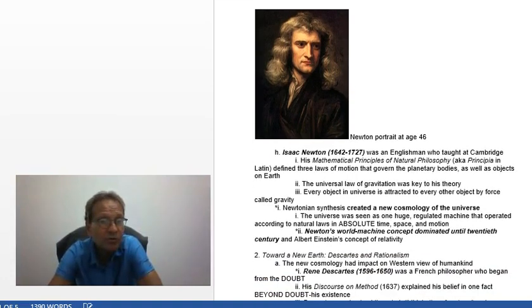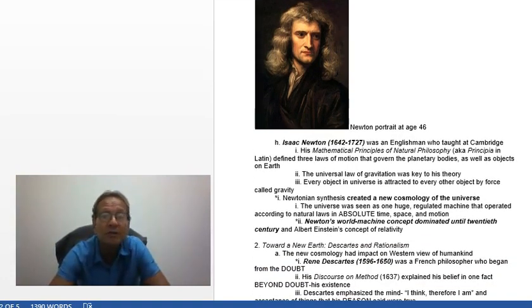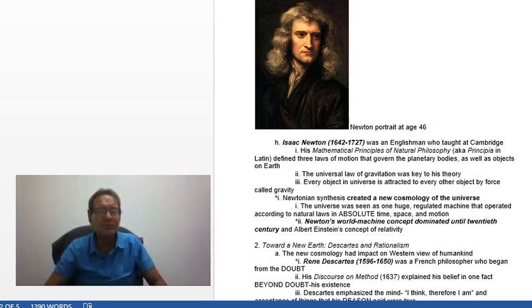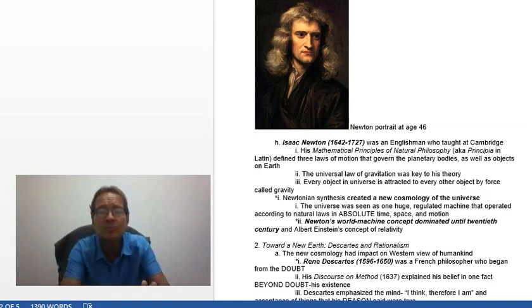The Newtonian universe will guide the world into the 20th century. He invented the calculus and discovered the universal law of gravitation. And the Newtonian synthesis created a new cosmology of the universe. The universe was seen as one huge regulated machine that operated according to natural laws in absolute time, space, and motion. And Newton's world machine concept dominates, again, as I said, until Einstein and the theory of relativity.